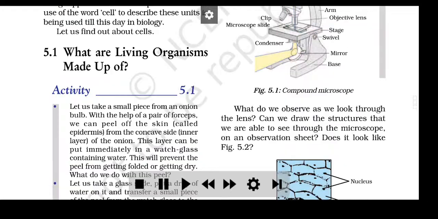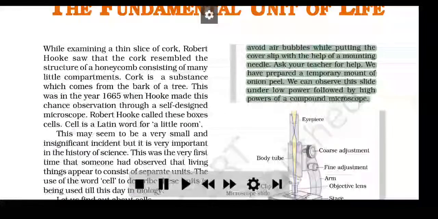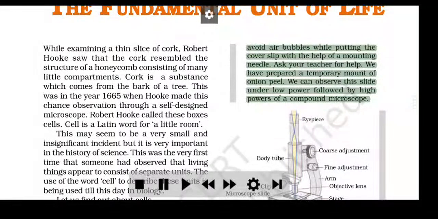Take care to avoid air bubbles while putting the cover slip. Temporary mount of onion peel. We can observe this slide under low power followed by high power of a compound microscope.